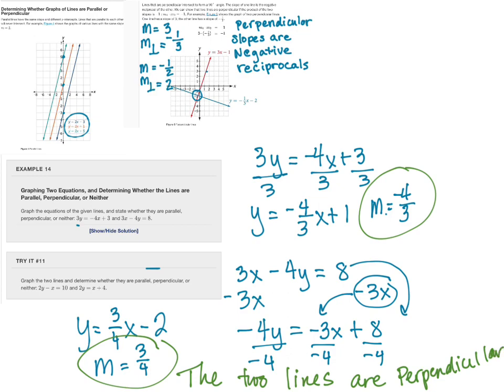Do we need to try it? Are we okay? Okay, veto the try it. The two lines are perpendicular.